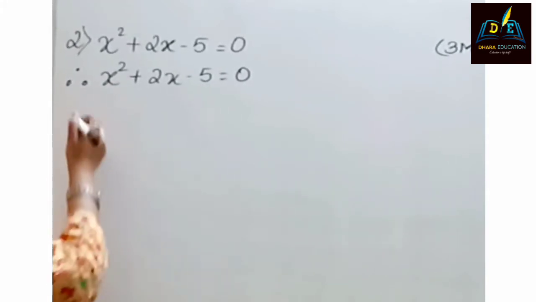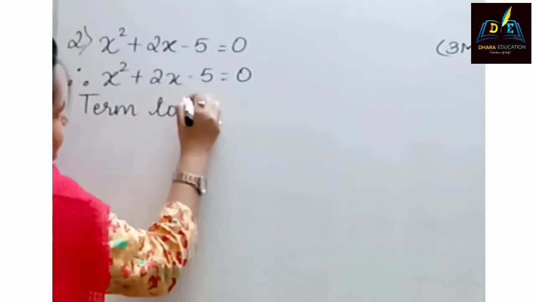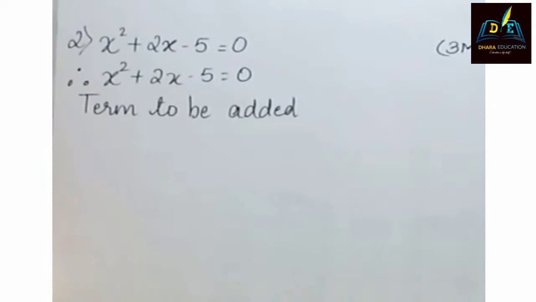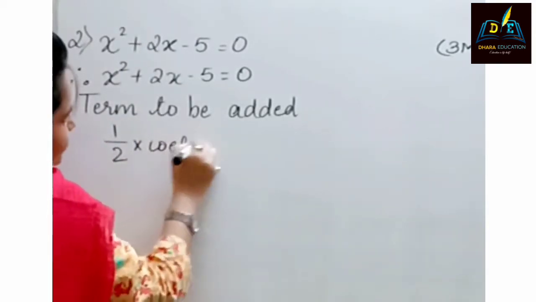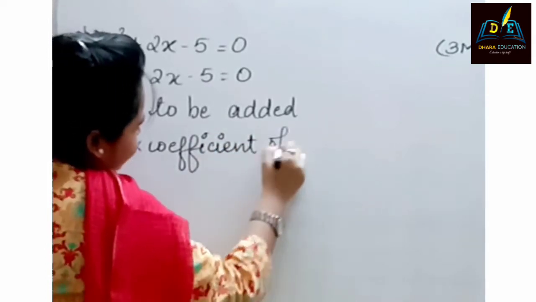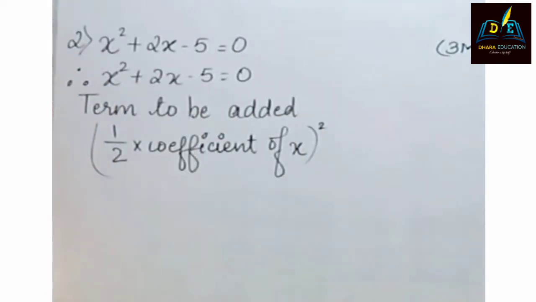What is next? Second step, that is the term to be added. So what term do we have to add? As I have discussed in my last video, half multiplied by the coefficient of x, the whole square.